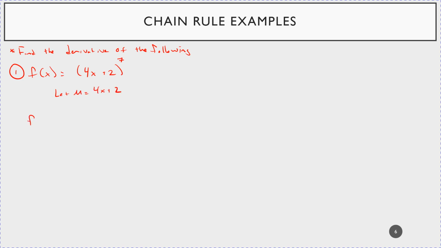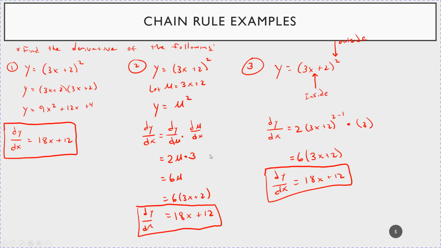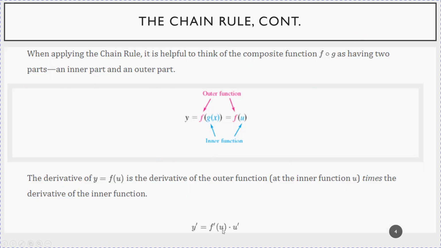And this is what I have then. F of u now ends up being u to the 7th power. So then the derivative of this, going back, is f prime evaluated at u times u prime. See this right down here where my mouse is?